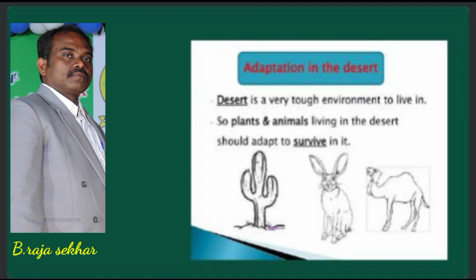Next, adaptation in the desert region. Desert is a very tough environment to live in, which means in desert regions the temperature is very high. So plants and animals living in the desert should adapt to survive in it.